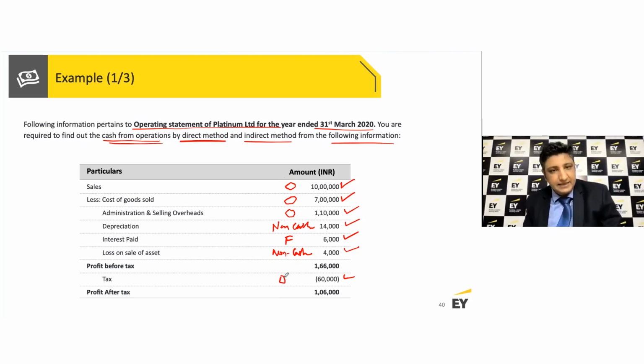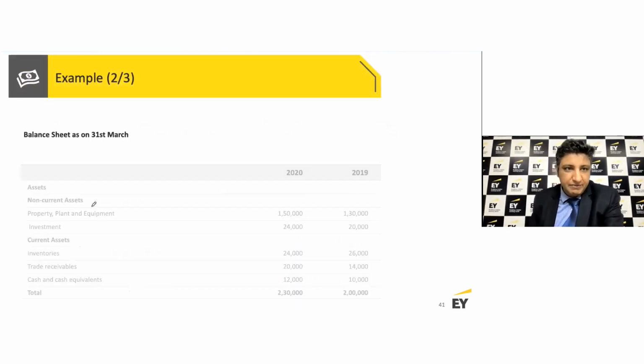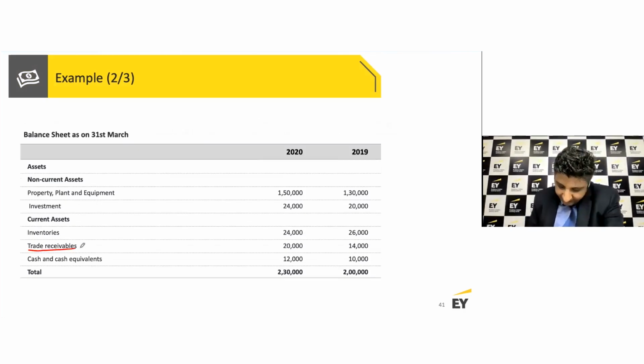So I can pick these items to arrive at my answer, but importantly, I don't know whether these are cash or not. Whether this entire 10 lakh rupees sales is made in cash, or is there some credit sales also. Now how do we arrive at that? Instead of assuming that this is all in cash, let's assume that this is all on credit. And then I use the information which is given in my balance sheet, for example, of my trade receivables. So let's try to do that.